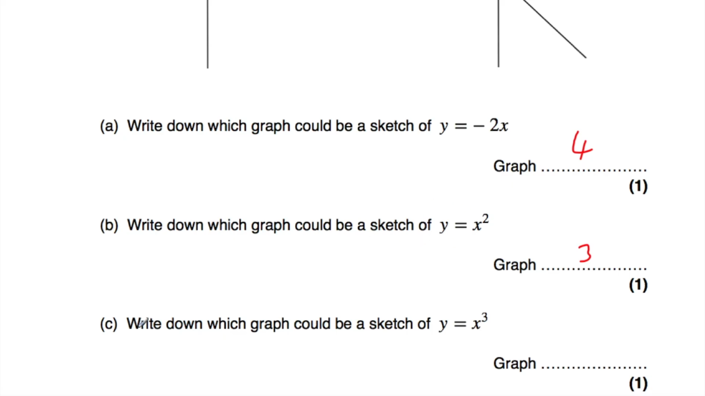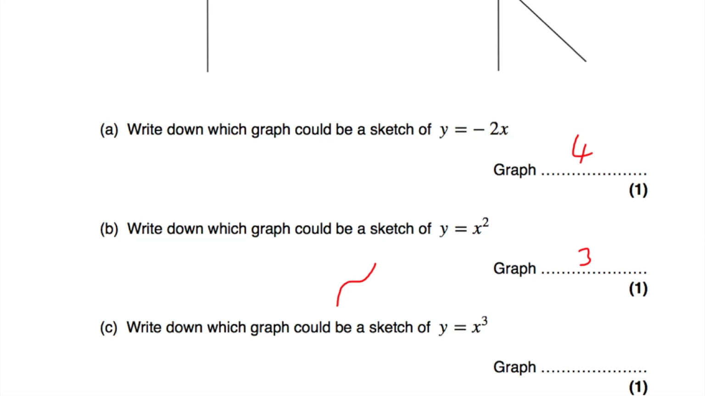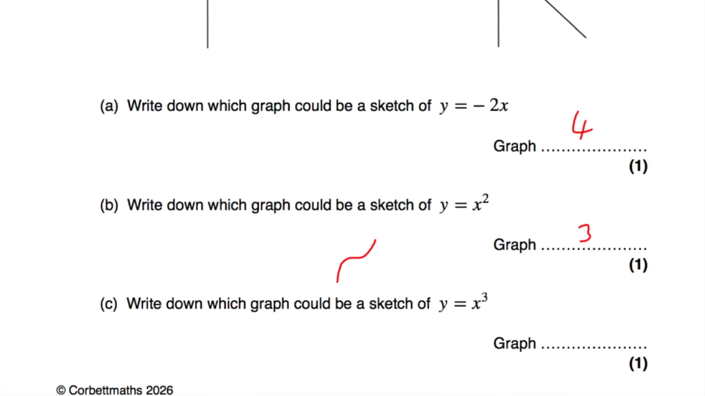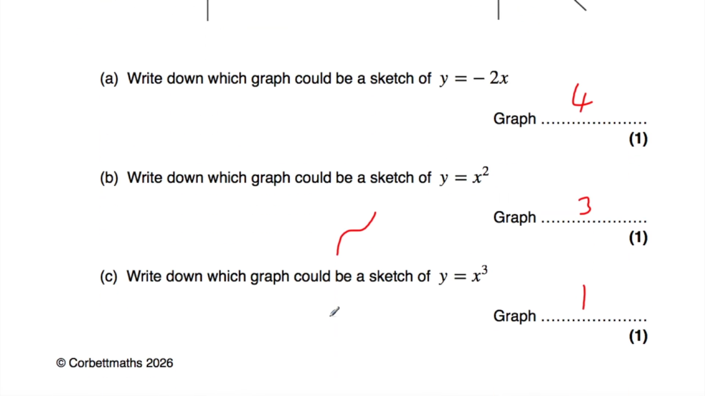Okay, part C. Part C says, which graph could be the sketch of y equals x cubed? So remember, the x cubed graph would look like this. It would come up and then flatten out and go up again, like so. So that would be graph number 1. And that's it. So A would be graph 4, B would be graph 3, and C would be graph 1.